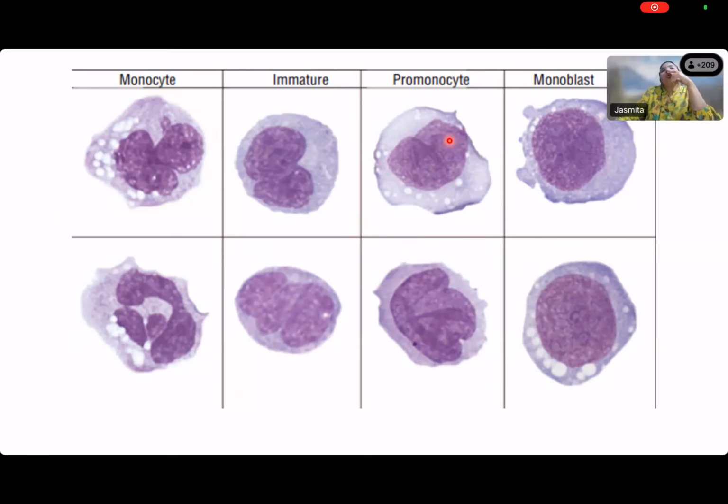So this is a classical monocyte, a promonocyte with very fine chromatin but indentations, a monoblast which is a nucleus with lacy chromatin, and an immature monocyte which is somewhere between a monocyte and a promonocyte. So now when you're counting the cells, promonocyte and monoblast can be clubbed together and counted as a blast or a blast equivalent. However, the immature monocytes are the ones that need to be distinguished from promonocytes.